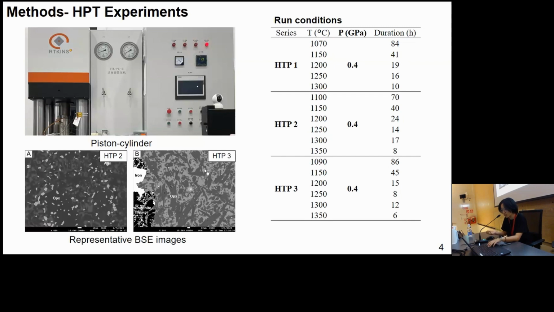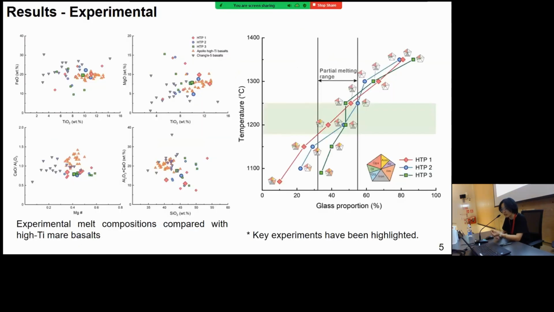After all the experimental process, we compared our experimental melt with the natural samples that we mentioned before, the high-titanium basalts from Apollo 11 and Apollo 17. We can see that the enlarged points, which are our key experiments, are broadly consistent with the natural samples. I mean that our experimental results are consistent with the natural samples. So we can say that this process can be a considerable or reasonable pathway to generate the major elements for the Apollo high-titanium basalts.